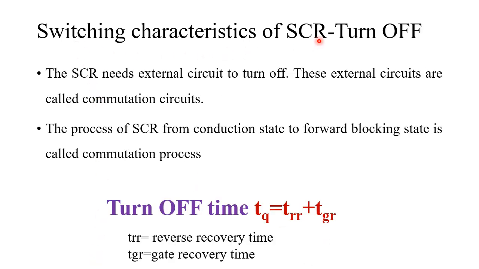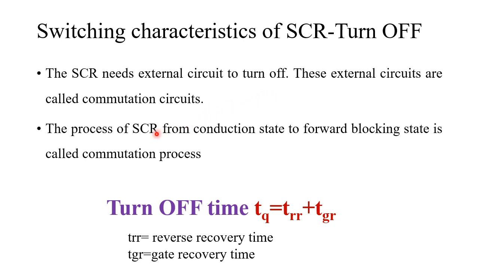Switching characteristics of SCR during turn off process. So the SCR doesn't turn off by itself or by removing the gate. The SCR needs an external circuit to turn off. This external circuit is called as commutation circuit. So we need an external circuit to bring the SCR below the holding current.